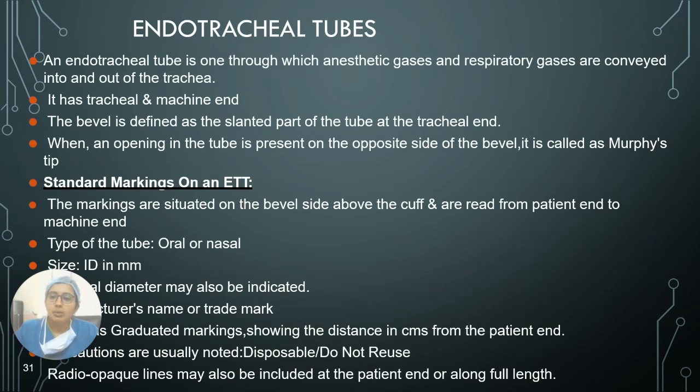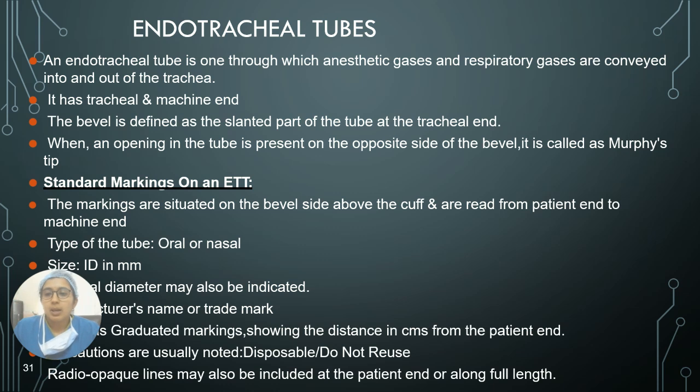Coming to endotracheal tubes. The ET tube is one through which anesthetic gases and respiratory gases are conveyed into and out of the trachea. It has a tracheal end and a machine end. The bevel is defined as the slanted part of the tube at the tracheal end. When an opening in the tube is present on the opposite side of the bevel, it is called a Murphy's eye.